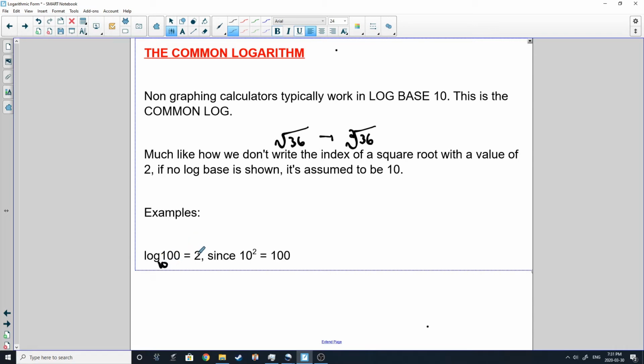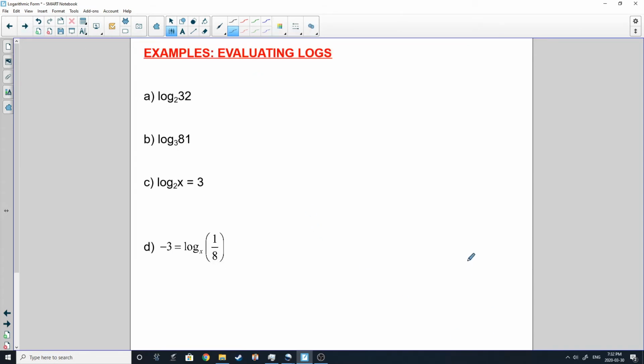10 to the power of 2 should be 100, and indeed it is. So now you know, knowledge is power. Let's go ahead and evaluate a couple more logs. So now we're actually evaluating them. So we're given a log and we're going to be looking for an answer.